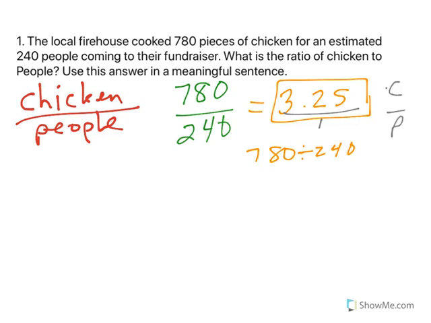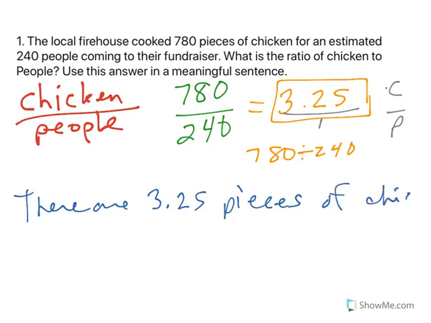So when I think about what that means, there are 3.25 pieces of chicken per person. Now, obviously, you're not going to sit there and cut a piece of chicken into fourths so everybody can have 0.25, but it gives you an idea that if you have 3 pieces, you're within your allotted amount. So that's a good thing.